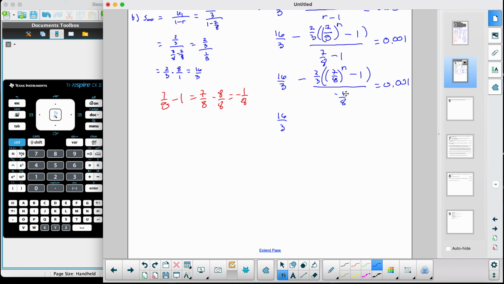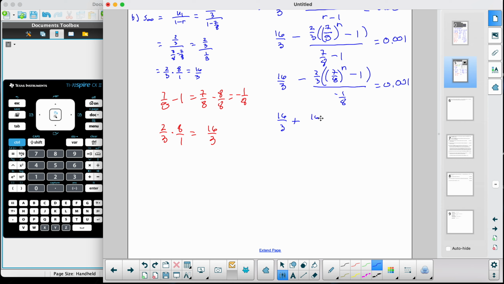Now when I divide by a fraction, I multiply by the reciprocal. Also, I've got a negative over a negative, so it makes it positive. So I'm just going to take 2/3 times 8 over 1, because if I multiply by the reciprocal, that's just going to go out in front there. So this would be 16 over 3, and now I don't have this fraction anymore because I multiplied by the reciprocal.